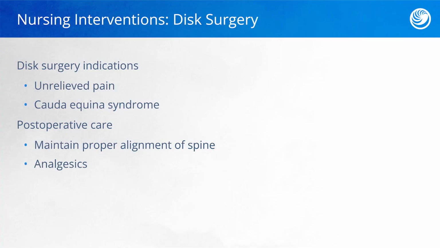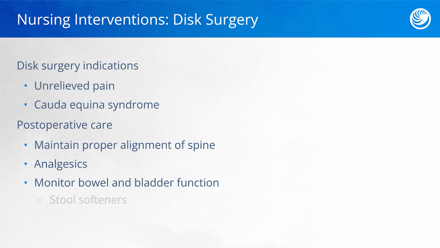We'll administer analgesics for pain, and we'll monitor bowel and bladder function. Remember, depending upon which nerves are affected, could affect bowel and bladder functioning. We'll want to administer stool softeners, especially if we're using pain medications. And we may have to catheterize these clients.